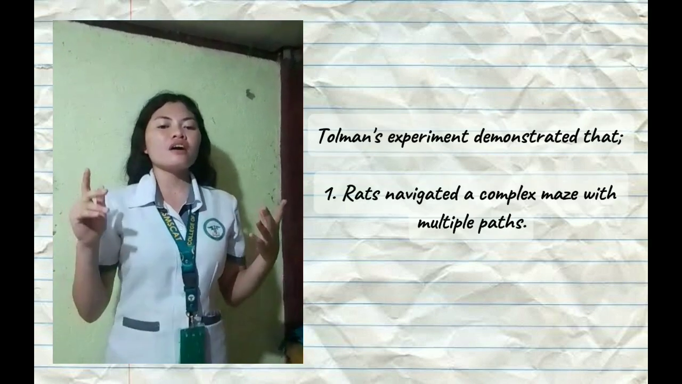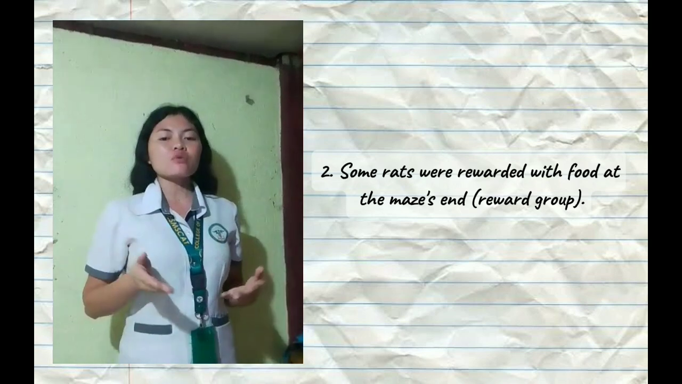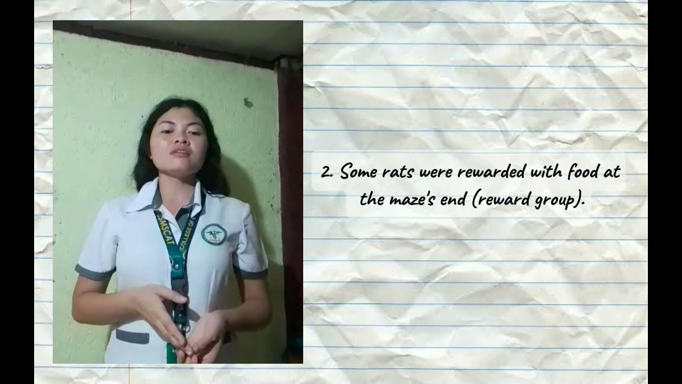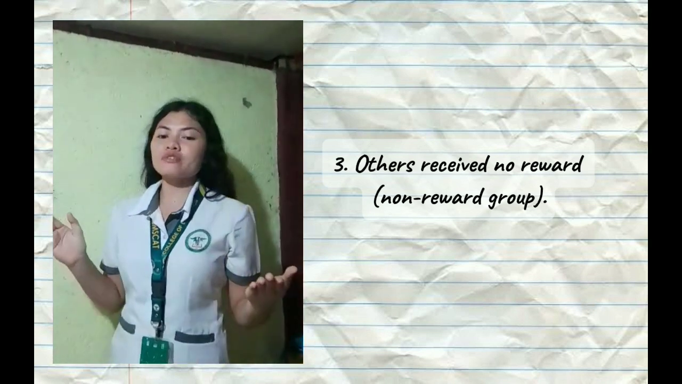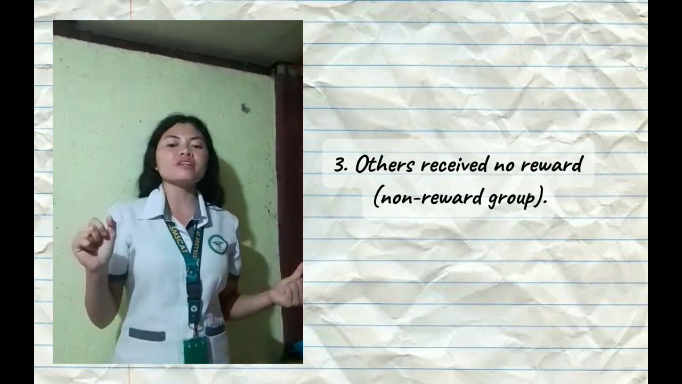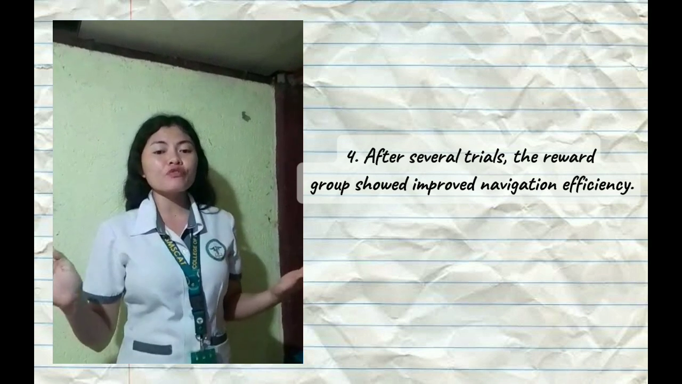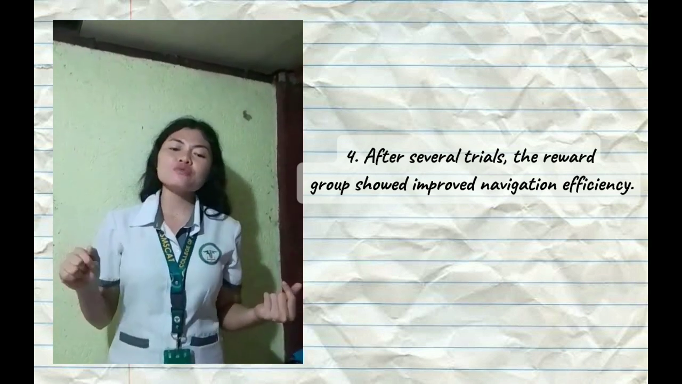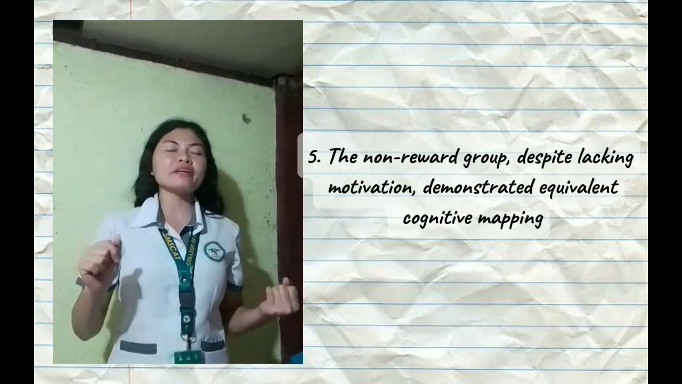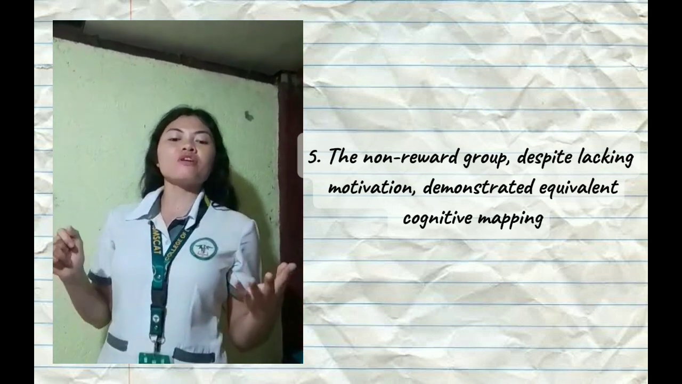Then, in the experiment of Tolman, he presented five results of his activity. The first one is rats navigated a complex maze with multiple paths. Second one is some rats were rewarded with food at the maze's end. Third is others received no reward. It means they are the groups that don't receive the reward, known as the non-rewarded group. Then the fourth one is after several trials, the reward group showed improved navigation efficiency. Then the last one, the fifth result presented by Tolman, is that the non-reward group, despite lacking motivation, demonstrated equivalent cognitive mapping.